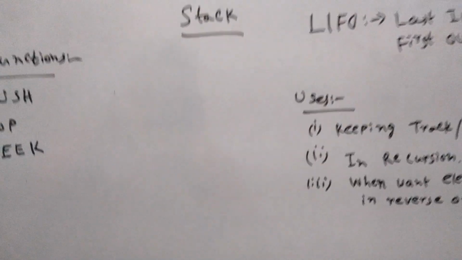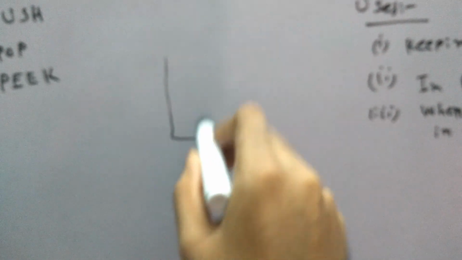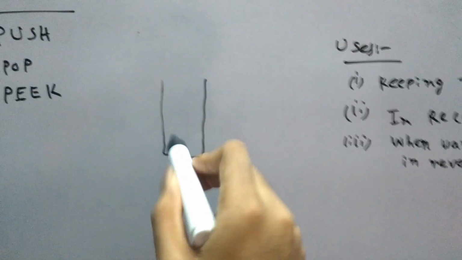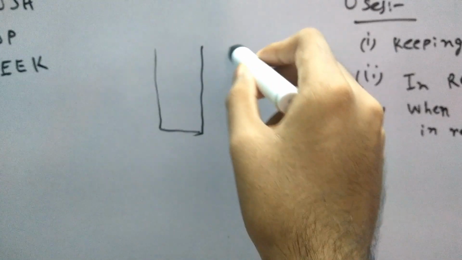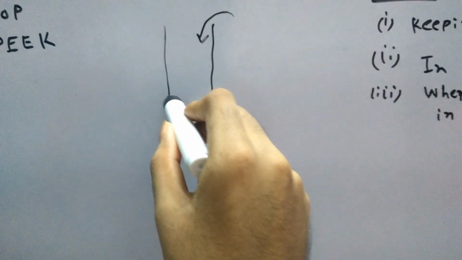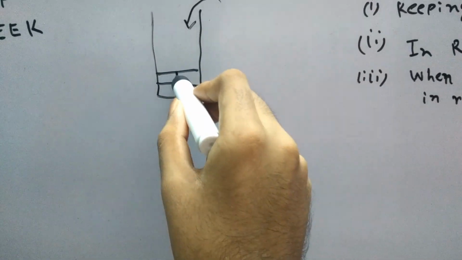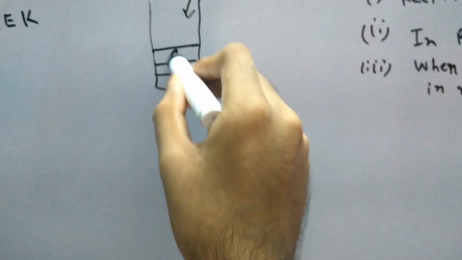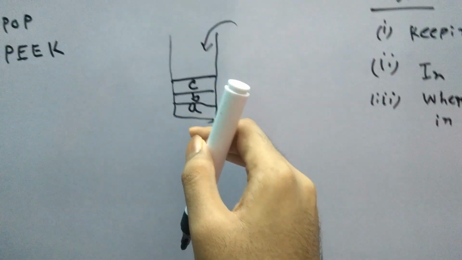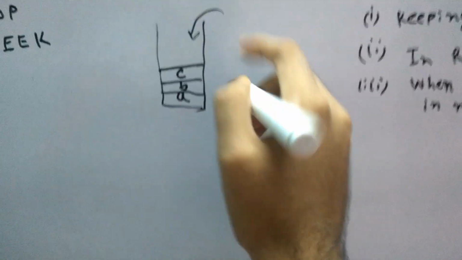So let me draw one stack. A stack can be imagined as a data structure which looks like this. Whatever element we insert will be stored like this. Suppose we are inserting A, then inserting B, then inserting C. So it stores like this, one on top of another. This operation is called push.